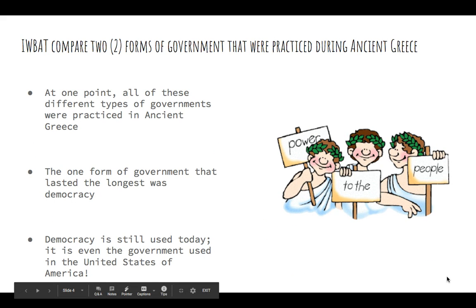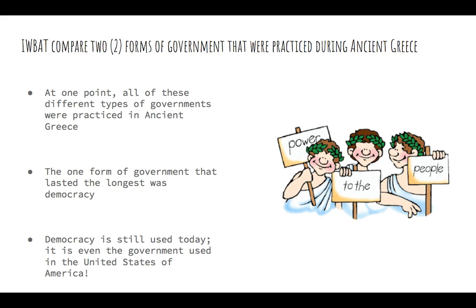So here's some things that I want you guys to think about in terms of democracy. At one point, all of these governments were practiced in ancient Greece, and you'll learn more about that in your reading. But the one form of government that has lasted the longest was democracy. You can talk about the King and Queen of England right now, but they do not have political power. They are simply celebrities that get paid by the government. They do have a form of government. They do have a form of democracy.